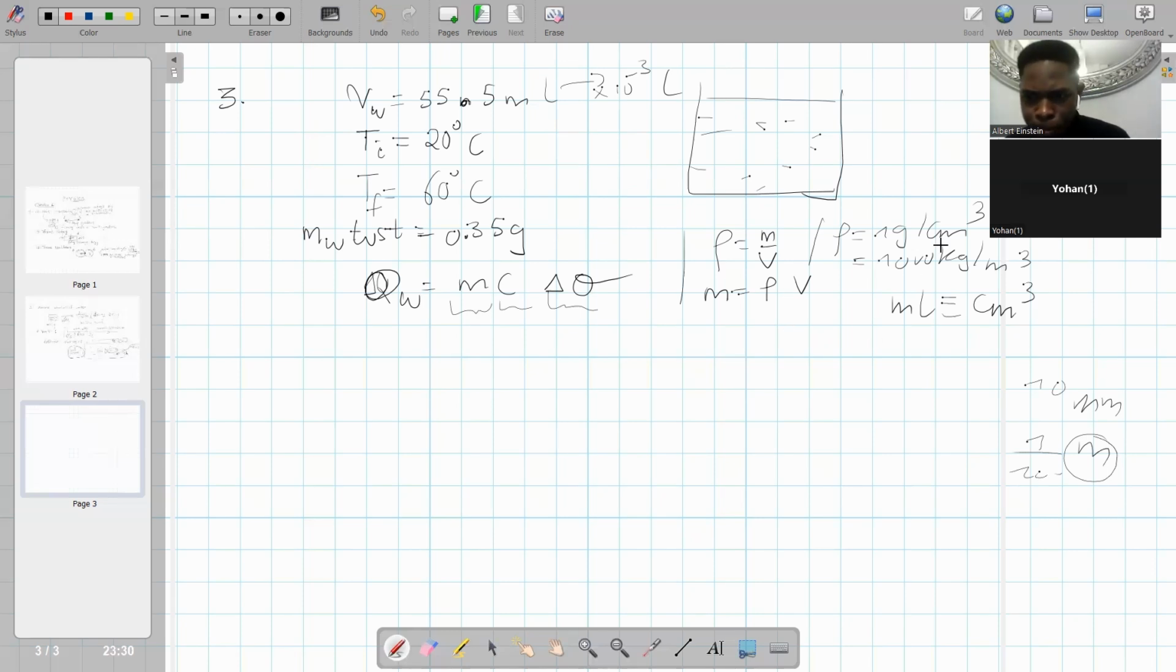But knowing that, you can get the mass: 1,000 kilograms per meter cube, and you have 1 liter.